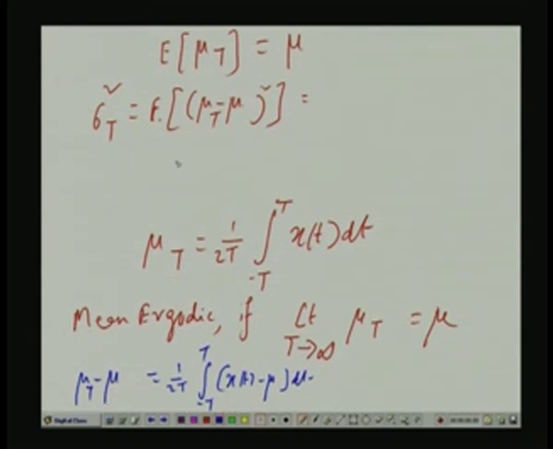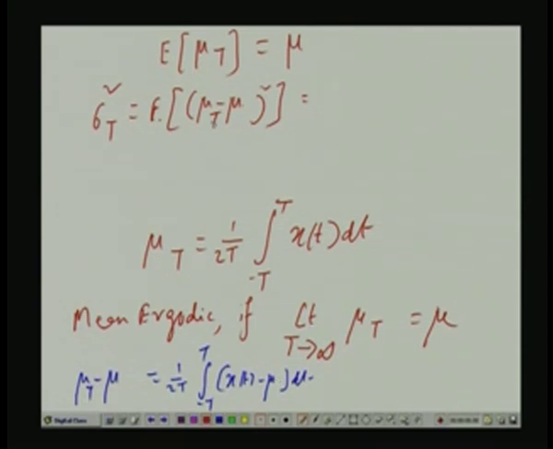Now, these variants, there is what? Mu t minus mu is equal to this. So, I have to take the square. So, there will be a double integral and expectation there. Okay. So, if you take the double integral, one integral will be with respect to say t 1, because this is t, the local parameter, local variable of integration. So, you take t to be t 1 in one of the integrals.